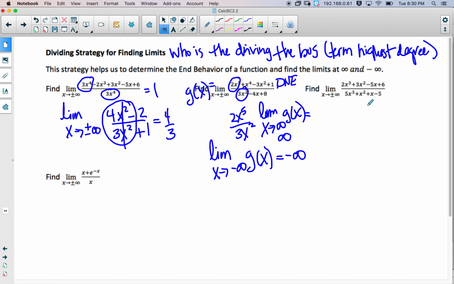Okay, let's take a look at this problem right here. So which term is driving the bus? This term and this term. These are insignificant at infinity. And an x squared divided by an x squared divides to 1. So my limit is equal to 2/5.